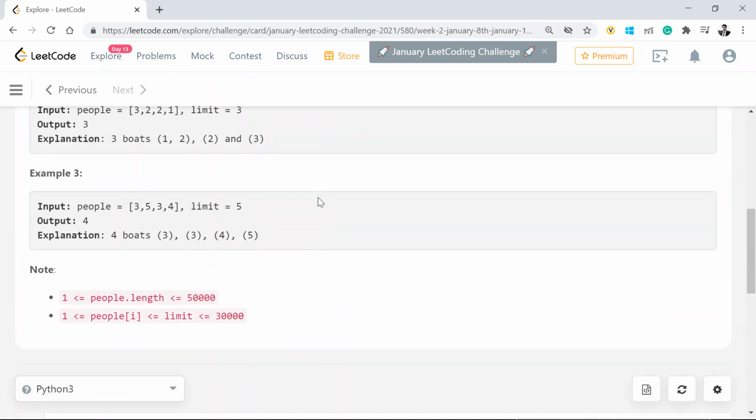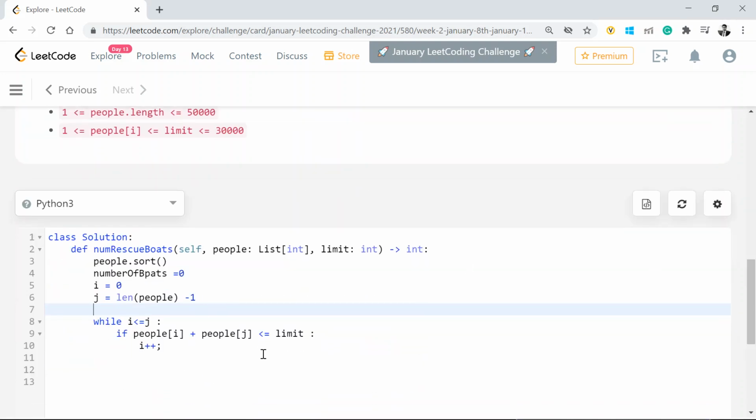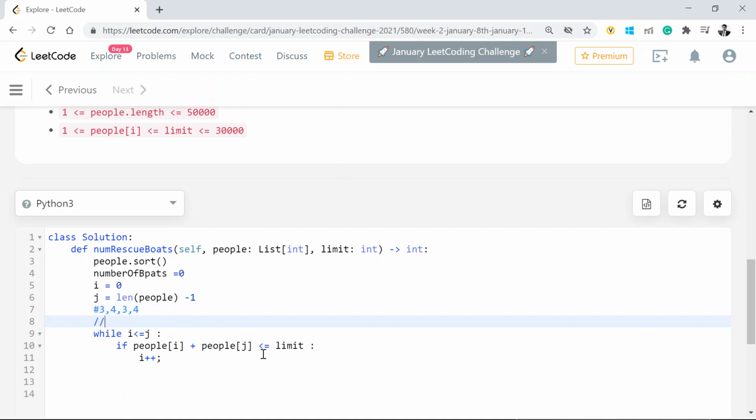So let's take an example. I have 3 4 3 4. This is my input, 3 4 3 4. Post sort it will be 3 3 4 4, right? Now this is my sorted array. So this is my ith person, which is 3. This is my maximum person, which is 4. So let's take another, my limit in this scenario is 7, right?